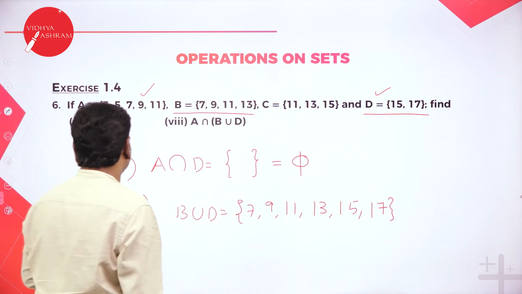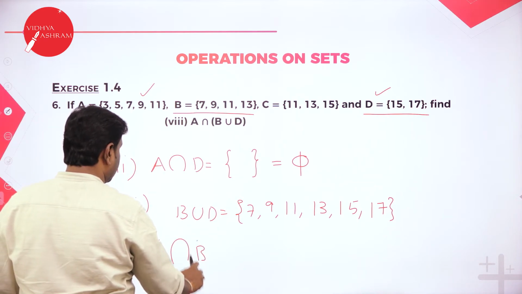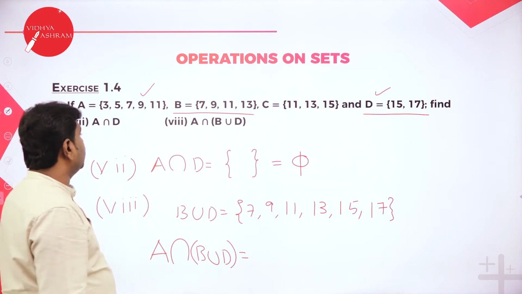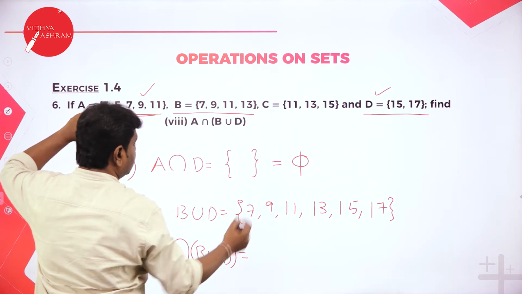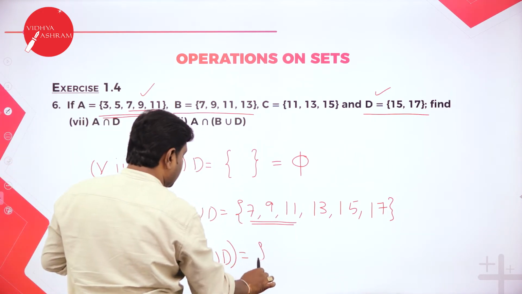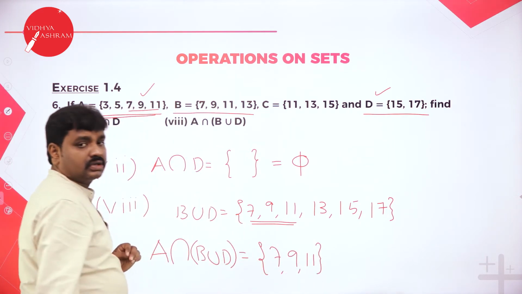Now I should do A intersection B union D. That means common elements of A and B union D. What is A? A is 3, 5, 7, 9, 11. B union D is 7, 9, 11, 13, 15, 17. So here we have 7, 9, 11, here also we have 7, 9, 11. So the common elements are 7, 9, 11. That's it.